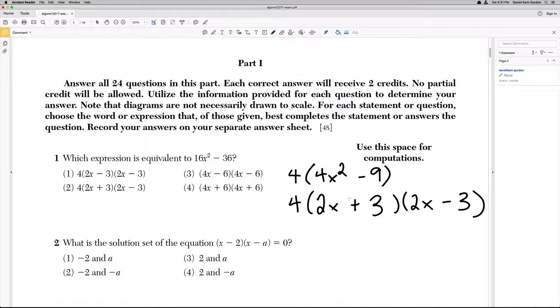And when you FOIL this out, these two will be positive 6, and these two will be negative 6, which will leave you with 0x, which is why there's no bx value in this problem, and which means the answer is going to be number 2. That's how you solve the first problem on the 2017 Regents.